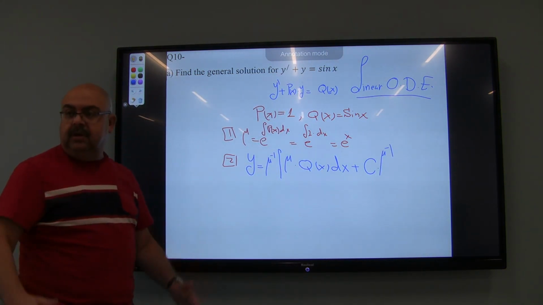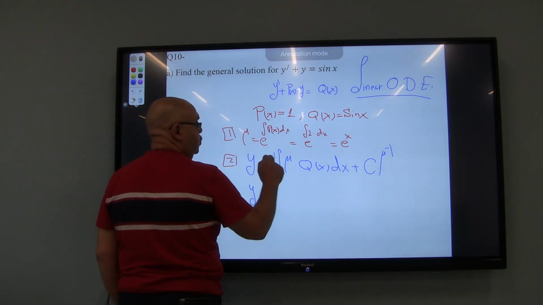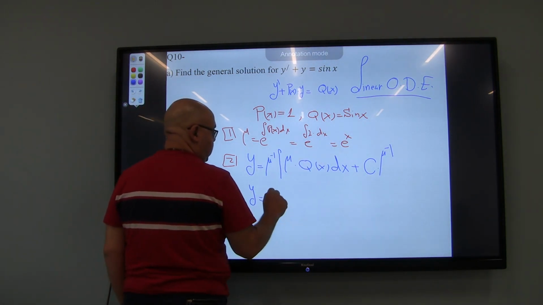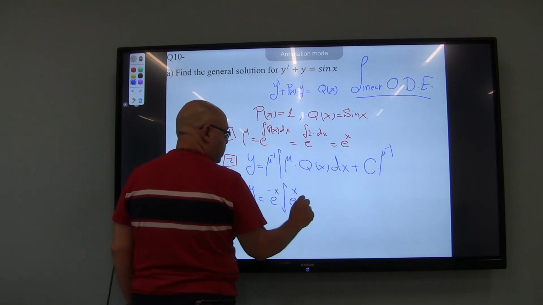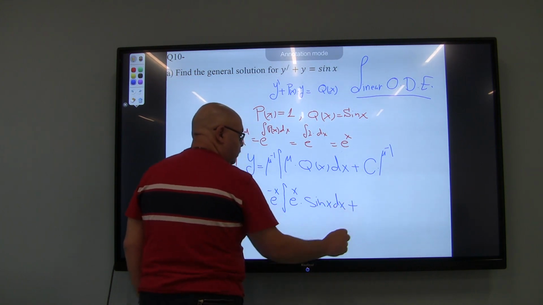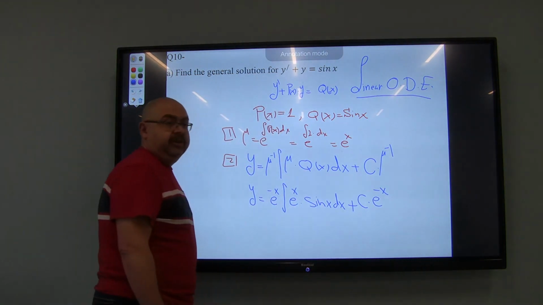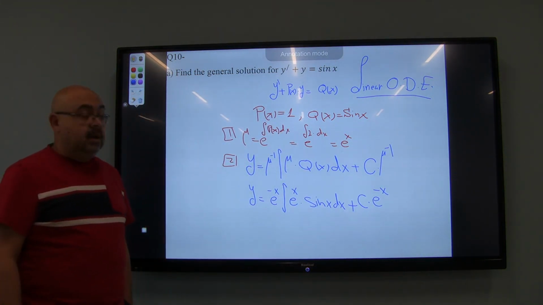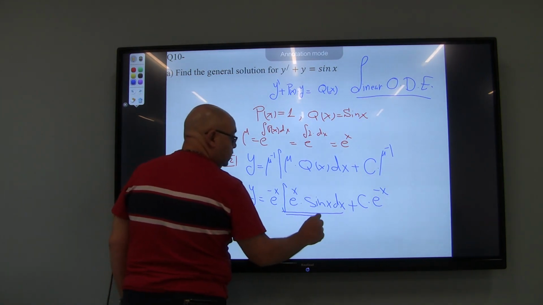Start substituting. Then, in the next step, y is going to equal mu to the power of minus 1, which is going to be e to the power of negative x, times the integral of e power x times sine of x dx, plus c times e to the power of negative x. Remaining is the integration of this part and you are done.